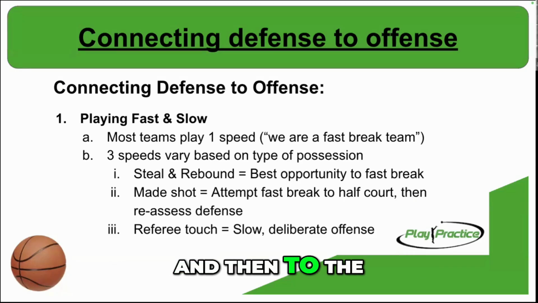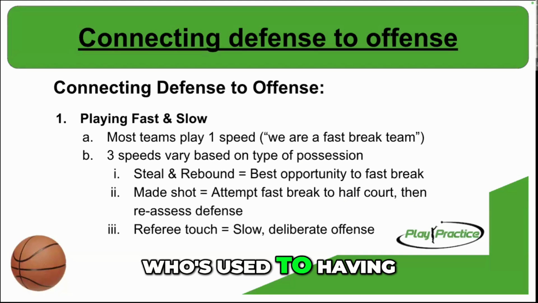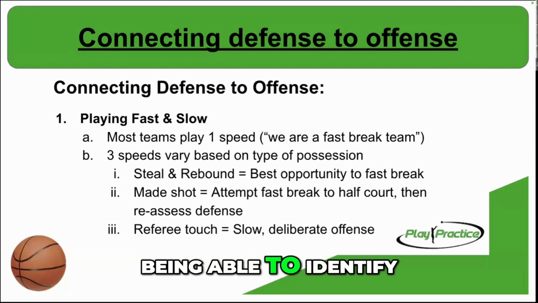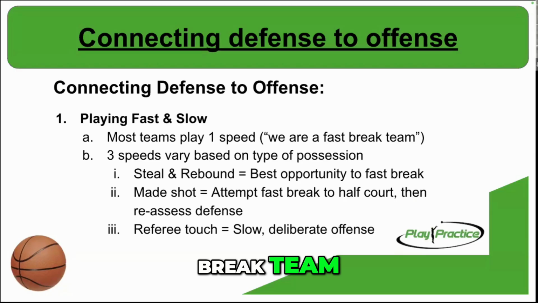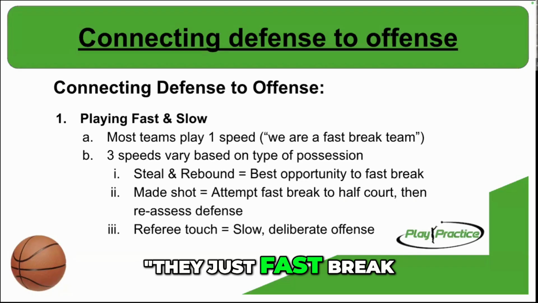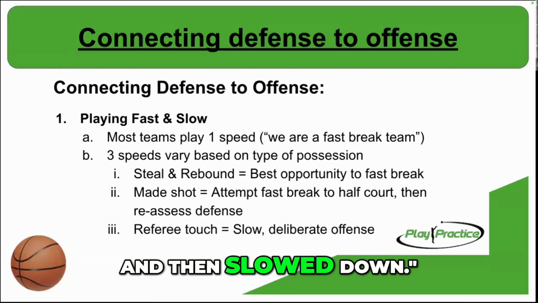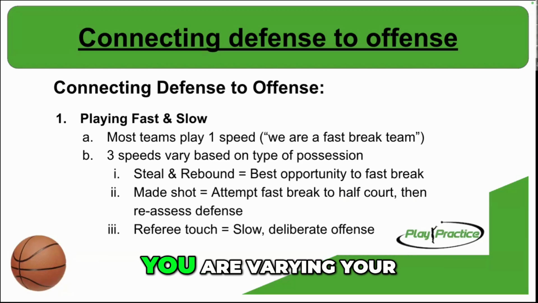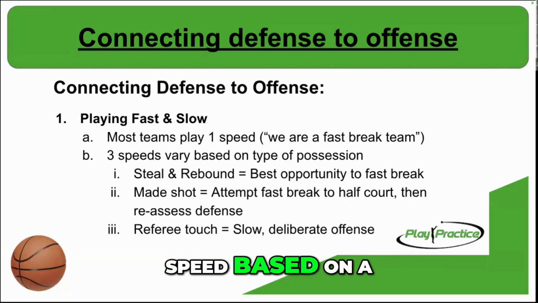And then to the other team, who's used to having a single speed, like they're used to being able to identify this is a fast break team, therefore we need to always get back, right? Suddenly they just fast break twice, and this time they're walking it, and that time they went to half court and then slowed down. We're not quite as sure how to guard you anymore, because you are varying your speed based on a type of possession, and the other team has no idea why you're varying your speed.